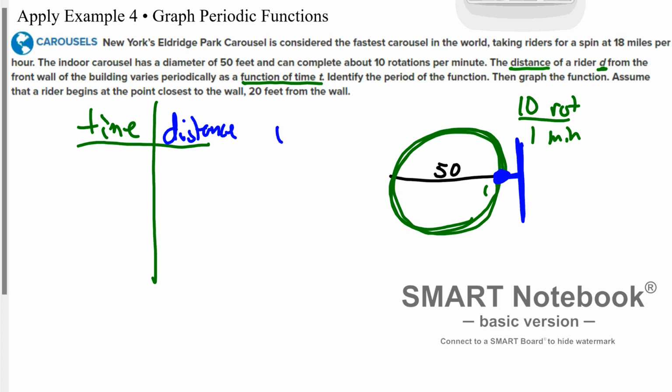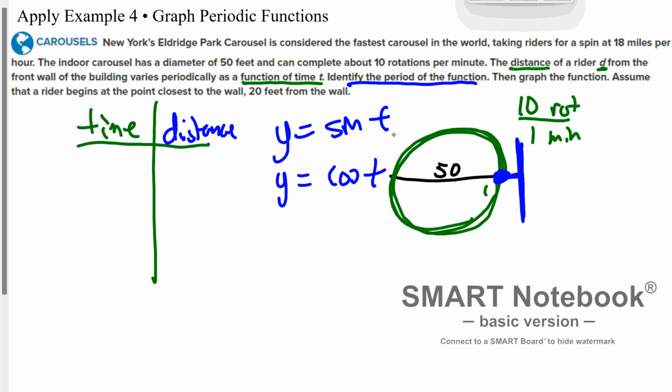So those are our two variables, time and distance. We want to write some sort of function like y equals sine of t, or y equals cosine of t. So one of those two, right? That's what we want to identify, the period. Once we can identify the period, we can graph it. And once we have the graph, we can identify whether it is a sine function or a cosine function. They give us a little bit more. They say assume the rider begins at the point closest to the wall, 20 feet. So this is 20 feet to start.